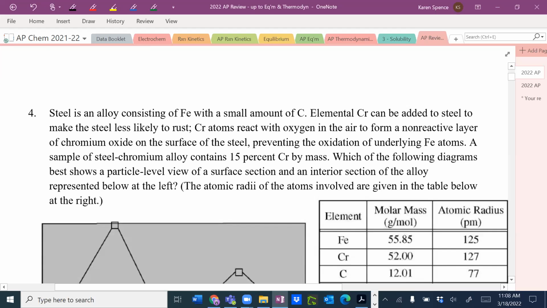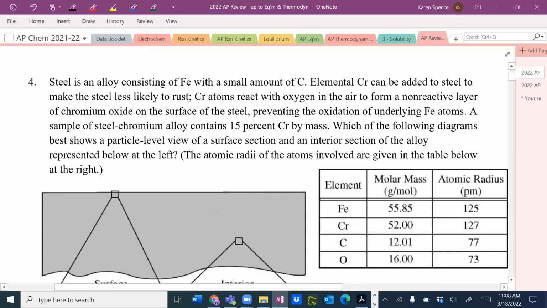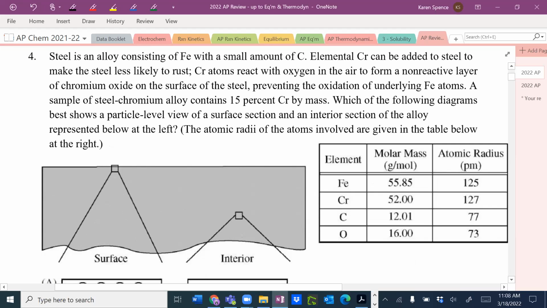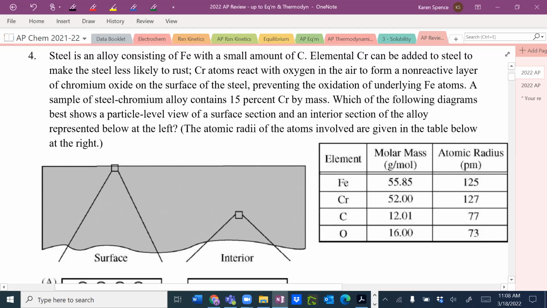Okay, that's good. Steel is an alloy consisting of iron with a small amount of carbon. Elemental chromium can be added to make it less likely to rust. Chromium atoms react with oxygen, forming a non-reactive layer, preventing the oxidation of the underlying iron ions. An example of a steel chromium alloy contains 15% chromium by mass.